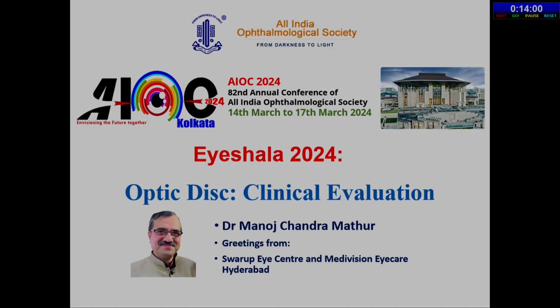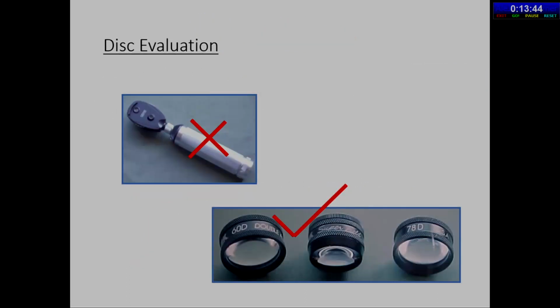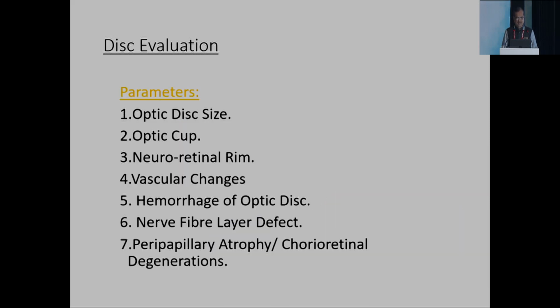Good afternoon. It is my privilege to be presenting this talk here. I shall be speaking on the ABC of glaucoma. The first thing a practitioner sees when he or she suspects glaucoma is the optic disc. For a proper disc evaluation, direct ophthalmoscopy is no longer in vogue. You need to have a stereoscopic evaluation with one of these lenses, 60, 78, or 90D lens.